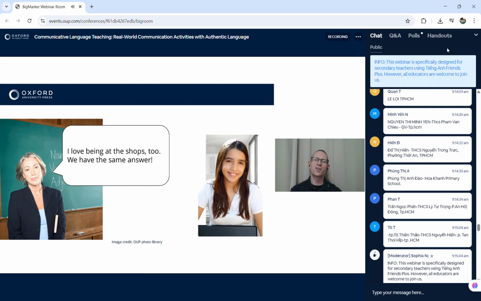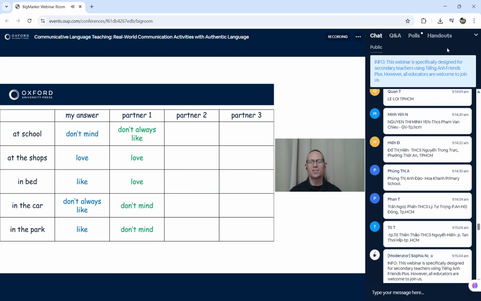I love being at the shops too. We have the same answer. So after that demonstration, the students are going to make a pair and share their answers in the same way. So as the students are listening to their partner, they're going to write down their partner's answers.